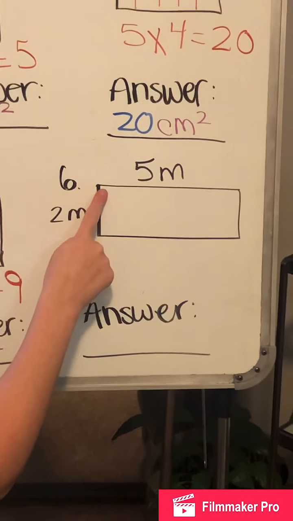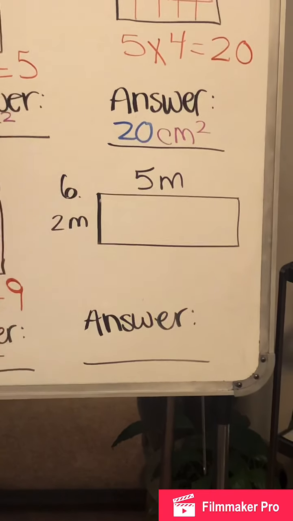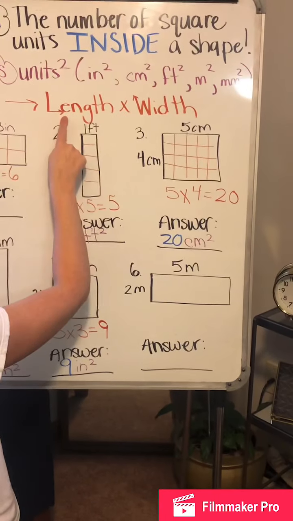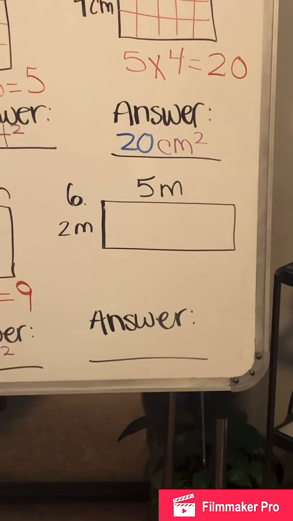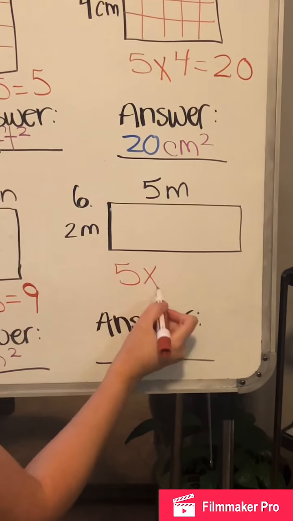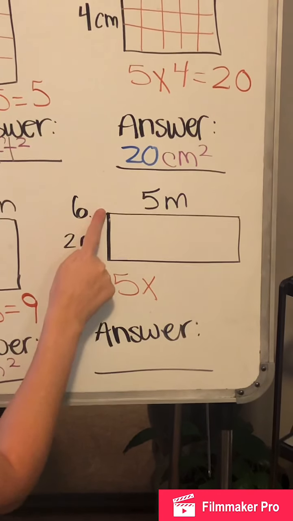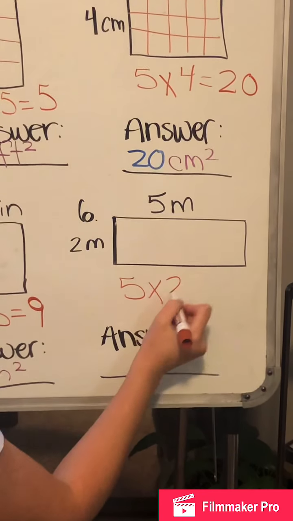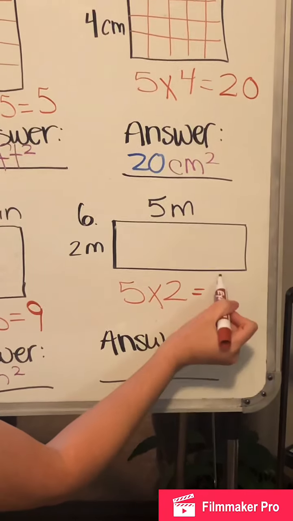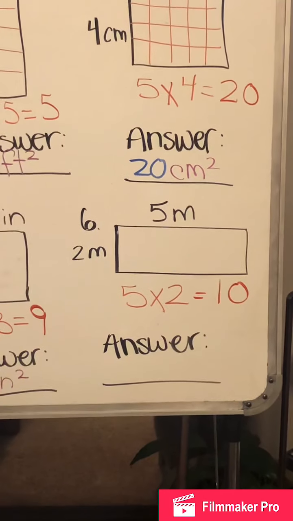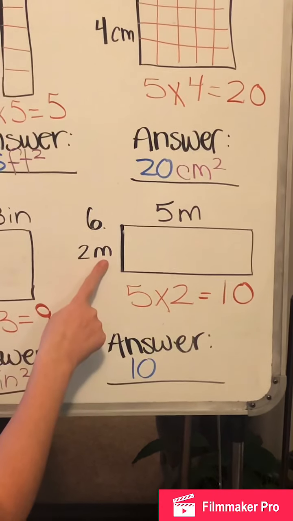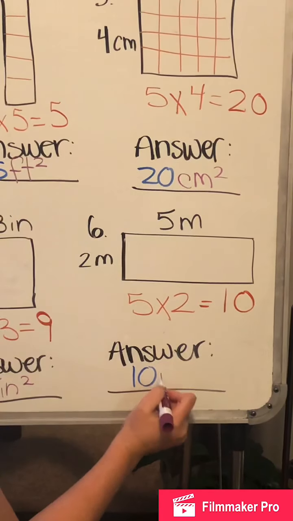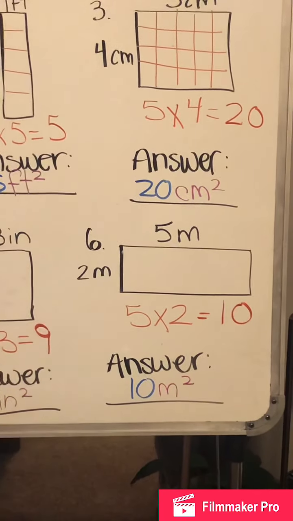Our length, if you forget which one's length and width, you can look up here. Length is along the bottom, width is going up. So our length is 5 times our width, which is 2. 5 times 2, we should know that, 10. So our answer is going to be 10, and our label is going to be meters squared.